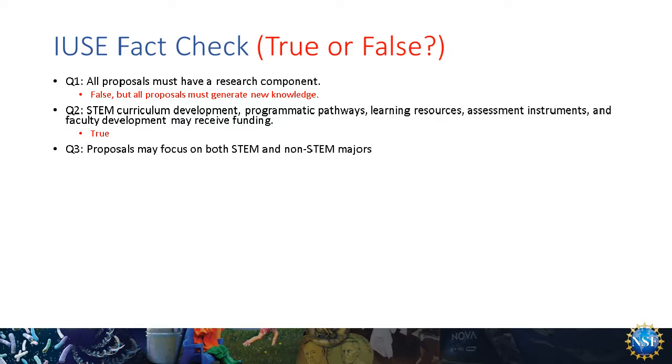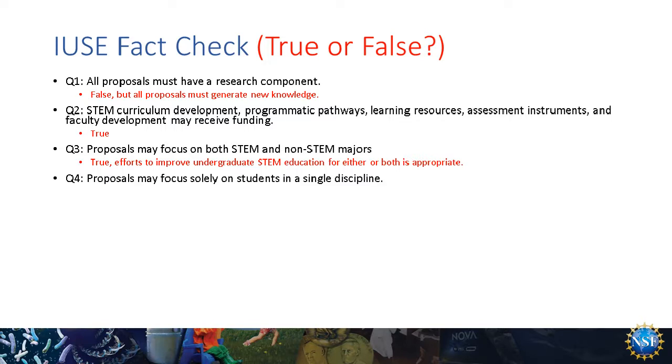Question 3, proposals may focus on both STEM and non-STEM majors. That is absolutely true. Efforts to improve undergraduate STEM education for either group is perfectly appropriate. Remember, we are interested in improving STEM education, and undergraduate students of all majors typically take some STEM courses, even if they are not STEM majors.